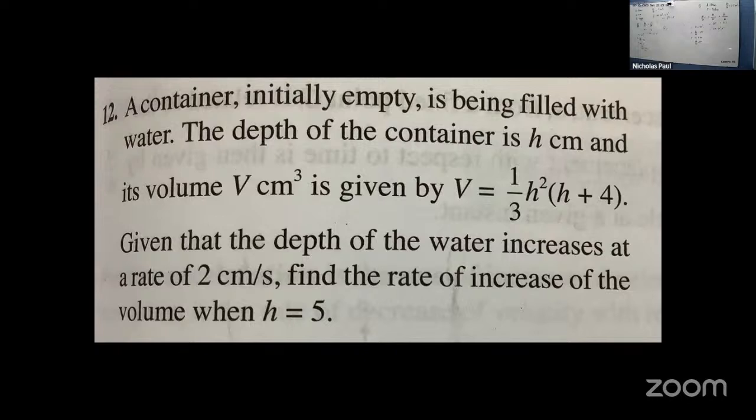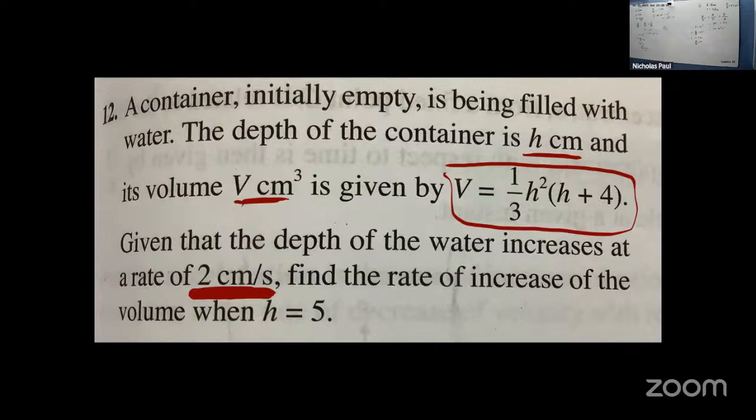It has an H, nice. It has a V. And this question was nice here. What did they give you? They already give you V in terms of H. So you're real good to go there. This is what kind of rate? A rate of what? Letters using V and H.